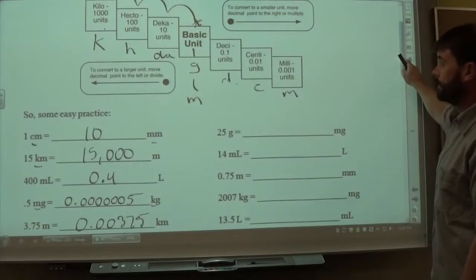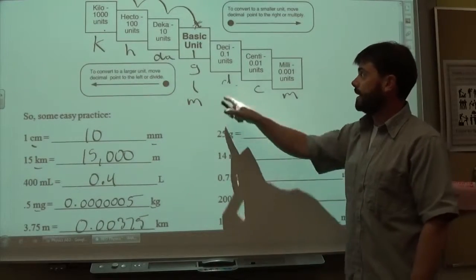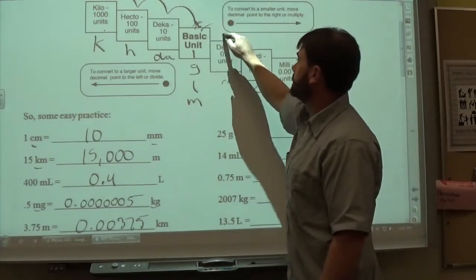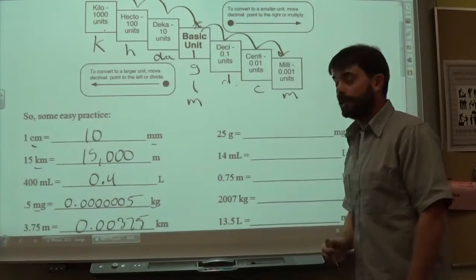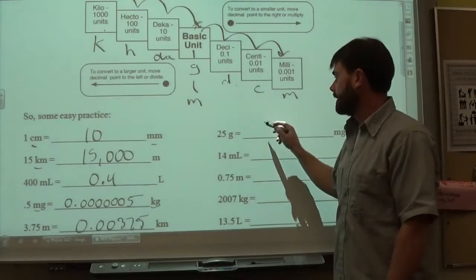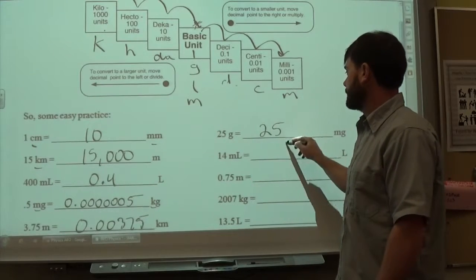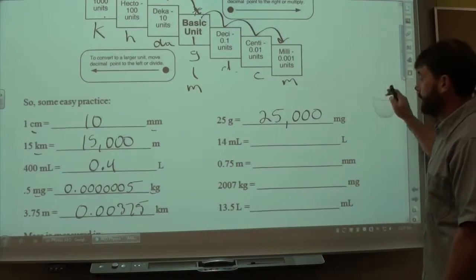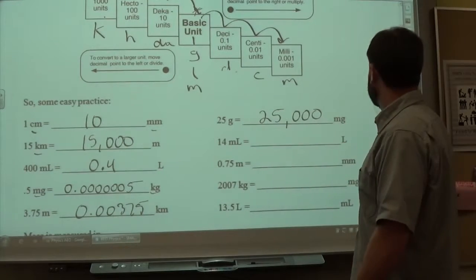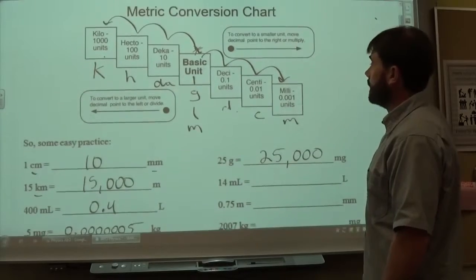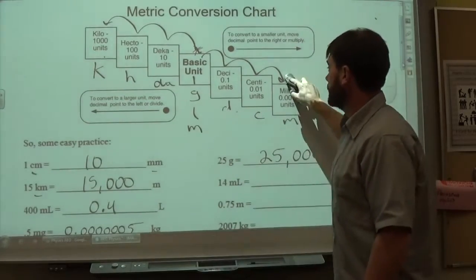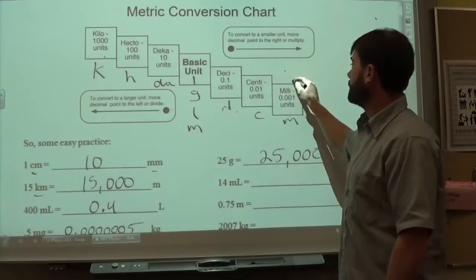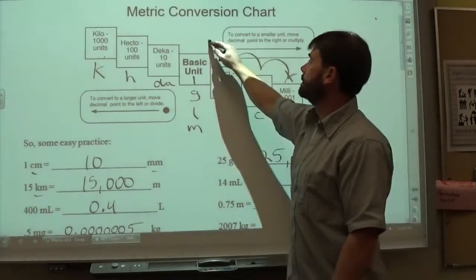And then grams to milligrams. Again, we start at the base and we're going to go to milli. So we're going to go from the base to milli, which is 3 to the right, which is the same as multiplying by 1,000. So this one's going to end up to be 25,000 milligrams. Then we have 14 milliliters, and we're going to go back to liters. Milli is at the bottom of the staircase. And we're going back to the base. 1, 2, 3.